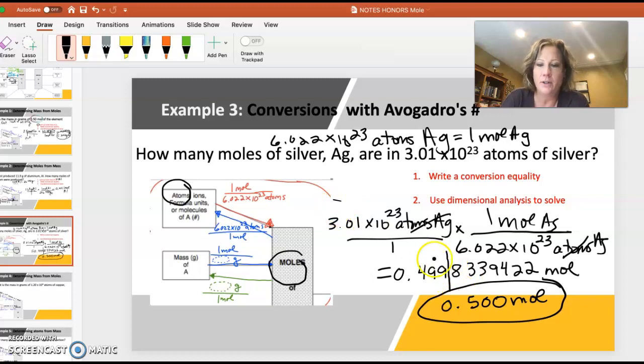So for this question, at the end, you end up with this number, 0.499833, and so on. We want to have the same number of sig figs as we start with. Remember our rules. This is 3 sig figs, so I want to have 3. This one's a little different because when you round, it rounds up to 0.500 moles.